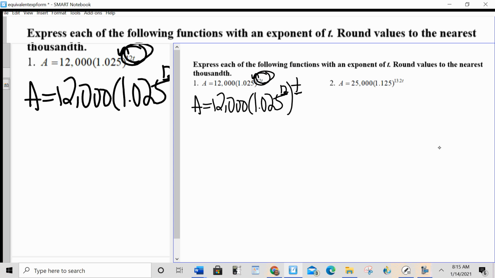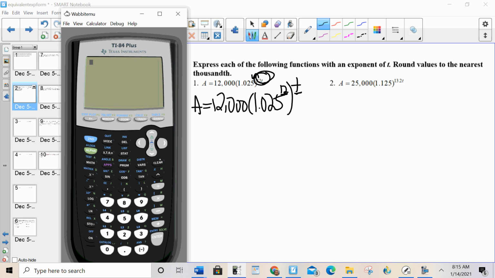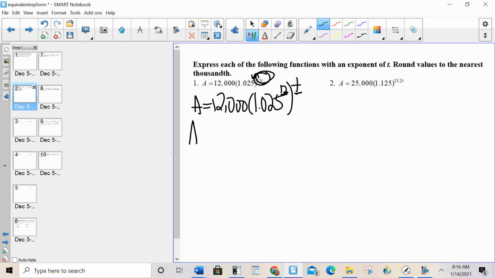So now I'm just going to go to my calculator and I'm going to type in what's on the inside. 1.025 to the power of 12. It said to the nearest thousandth. 1.345 to the power of t.